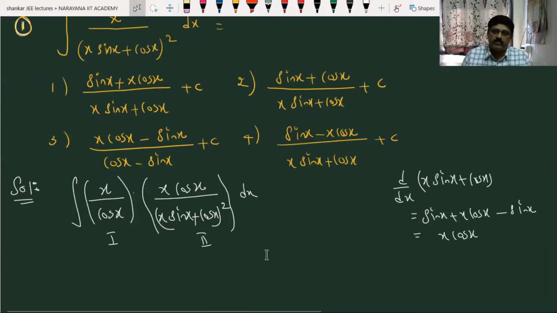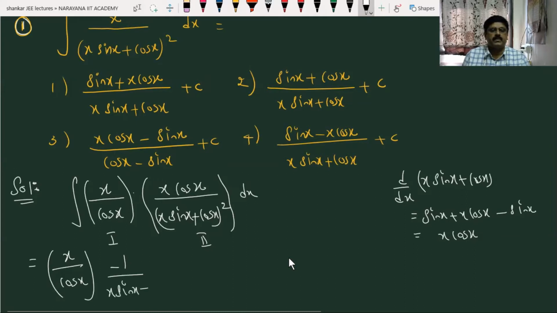Now shall we perform integration by parts? Now it will be the first function into the integral of the second function. Integral of the second function means what, students? If you treat this as t, it is 1 by t square dt, so minus 1 by t. So minus 1 upon x sin x plus cos x.